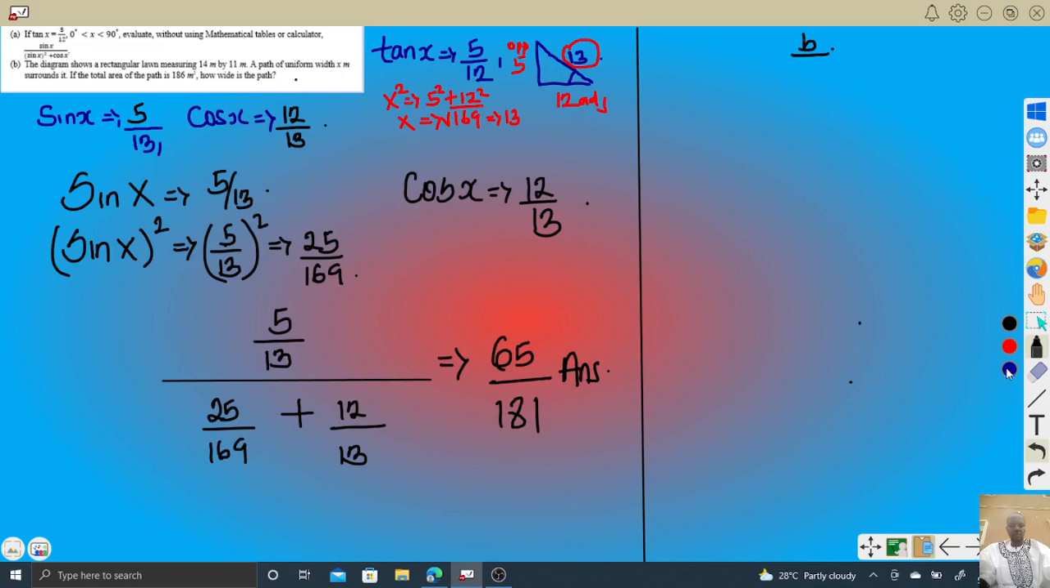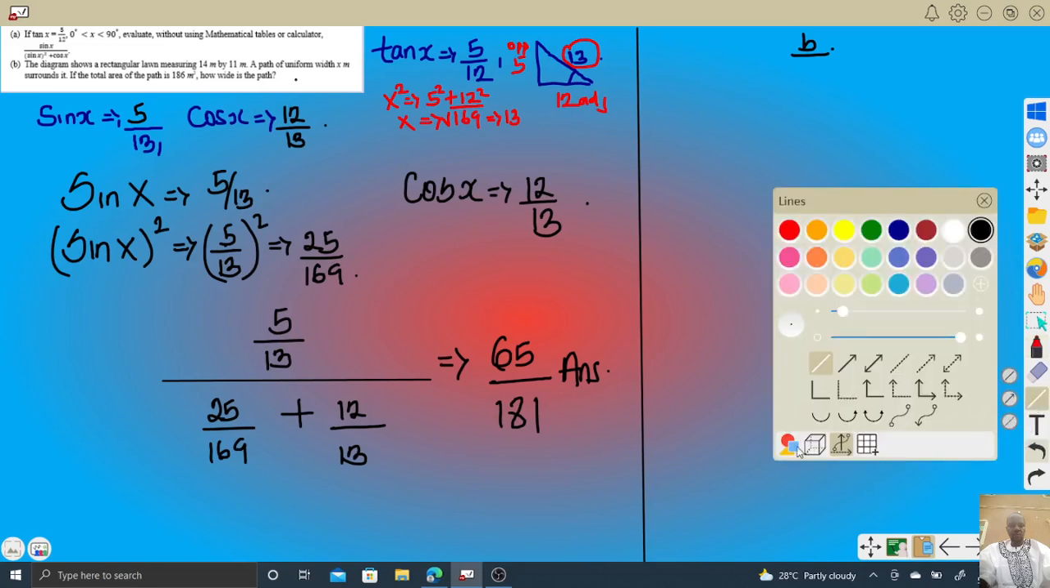Fine. The B part of the question says, the diagram shows a rectangular lawn measuring 14 meters by 11 meters. A path of uniform width x meters surrounds it. Find the total area of the path. If the total area of the path is 186 meters squared, how wide is the path? The diagram is not shown, but I think it is what we can draw. So let's try and draw that, my dear students.